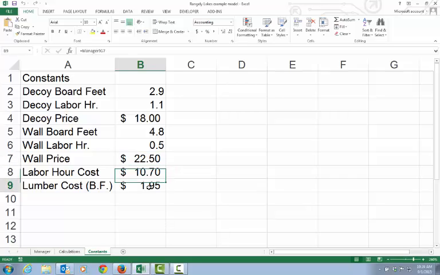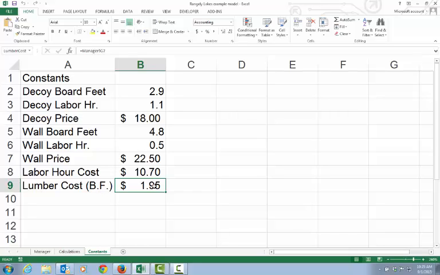Now, you'll notice that the labor hour cost is fixed. It's a fixed value of 10.7. But you'll notice the lumber cost, by the way, is being pulled from the manager page. You remember that was one of the input parameters that they weren't exactly sure about, and so we put that on the manager page to allow the user to change that.